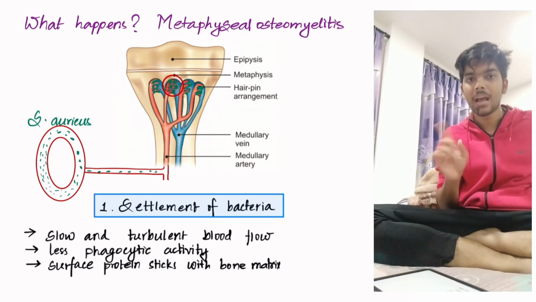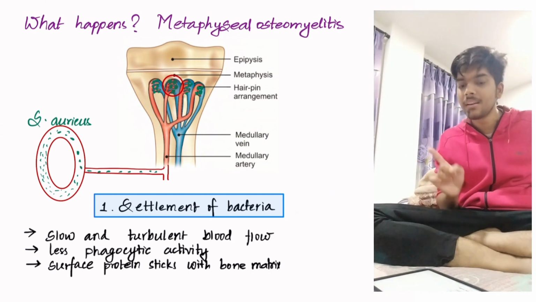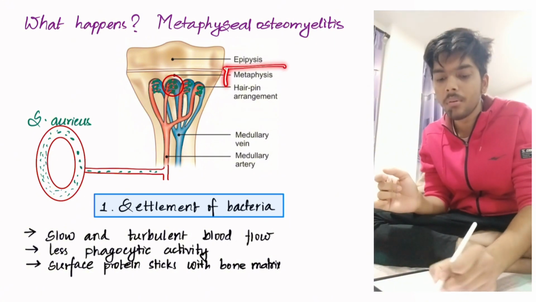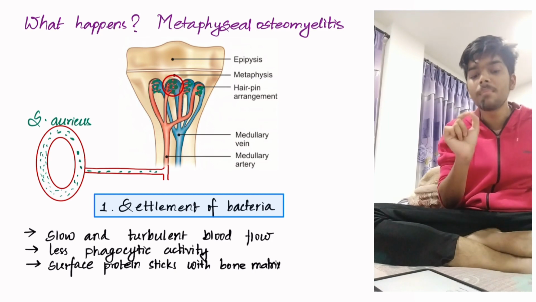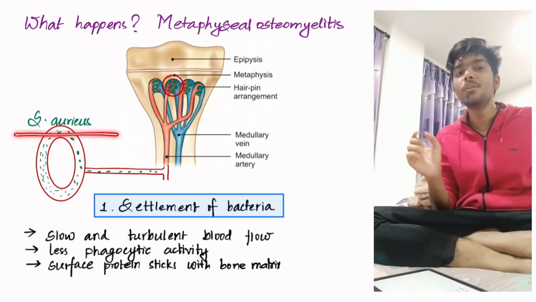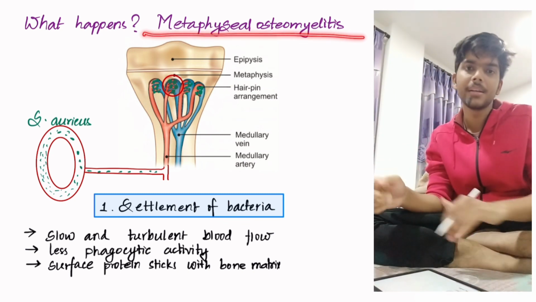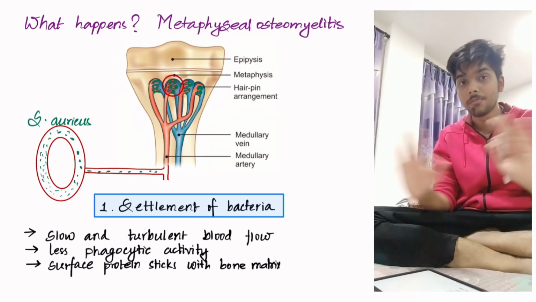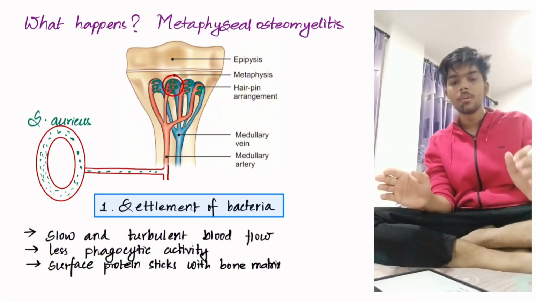In children, I repeat, in children, the most common site of infection is the metaphysis of the bone. So, the type of pyogenic osteomyelitis caused by Staphylococcus aureus in children is metaphyseal osteomyelitis. Okay, enough talking. Let's see what exactly happens once the bacteria invades the bone.